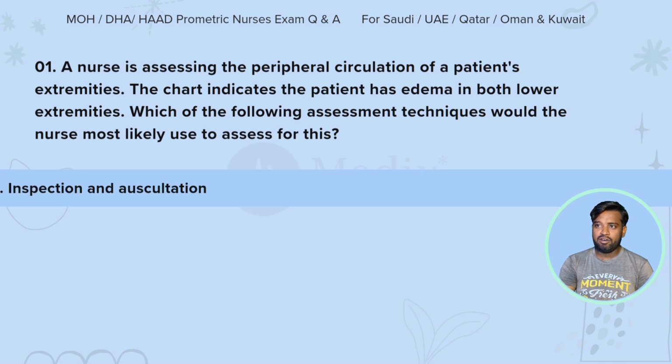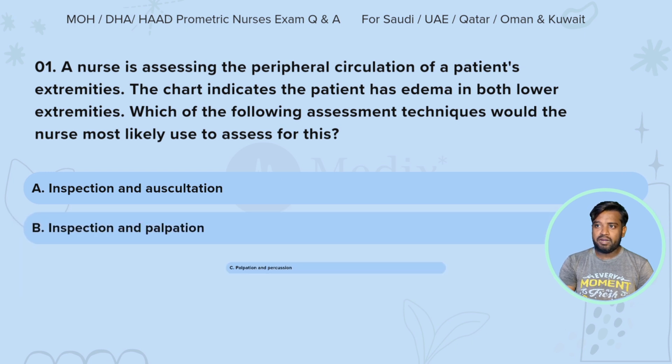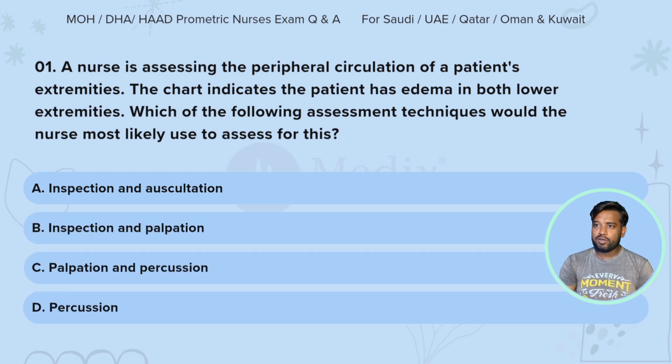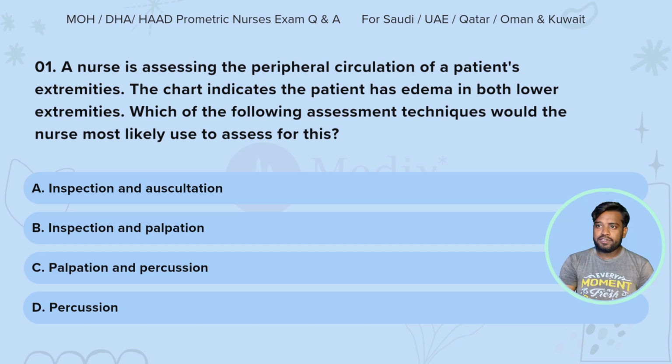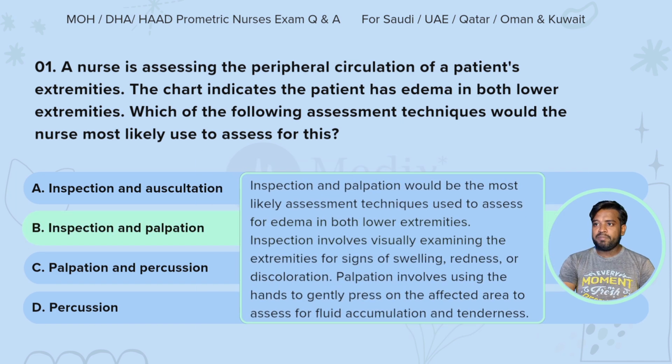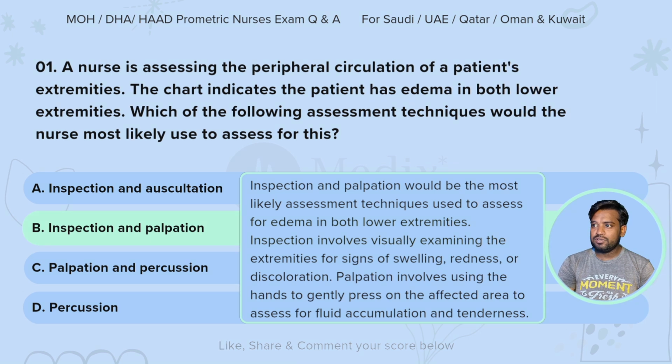A. Inspection and auscultation. B. Inspection and palpation. C. Palpation and percussion. D. Percussion. The correct answer is B. Inspection and palpation would be the most likely assessment techniques used to assess for edema in both lower extremities. Inspection involves visual examination of the extremities for signs of swelling, redness, or discoloration. Palpation involves using the hands to gently press on the affected area to assess for fluid accumulation and tenderness.